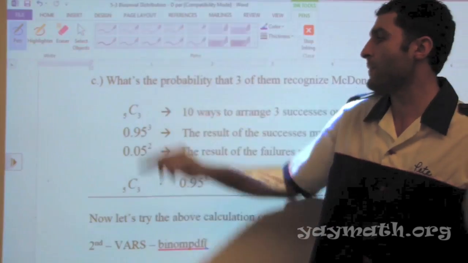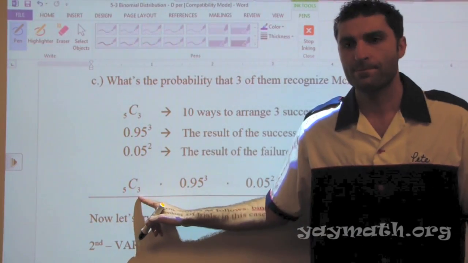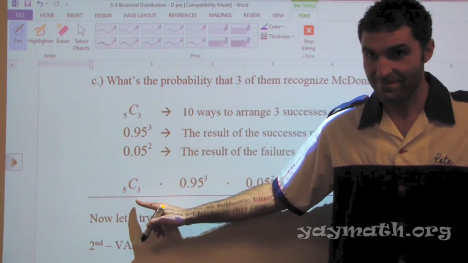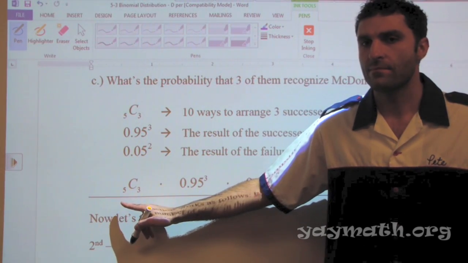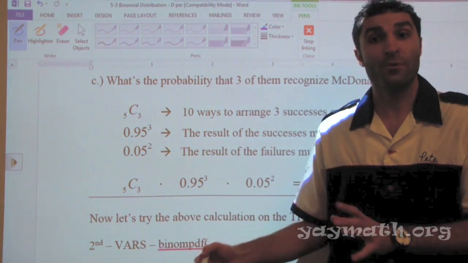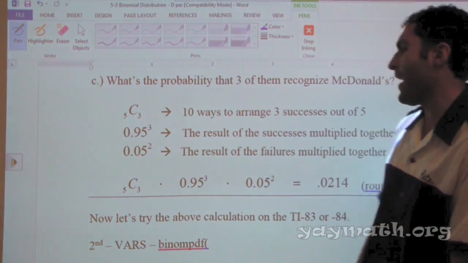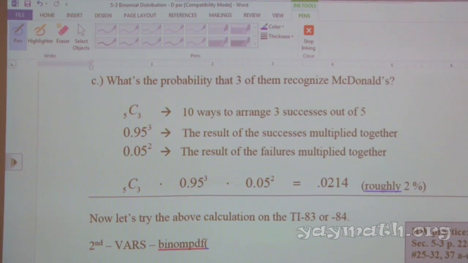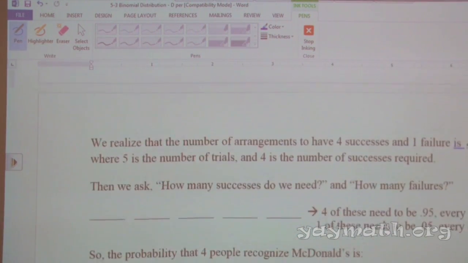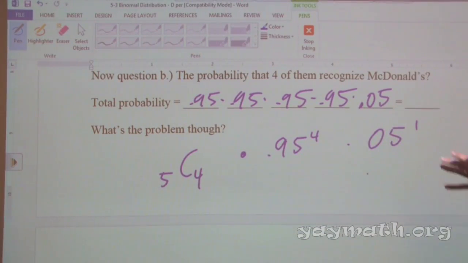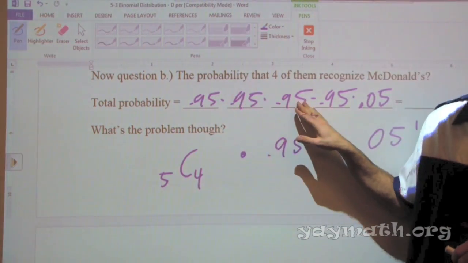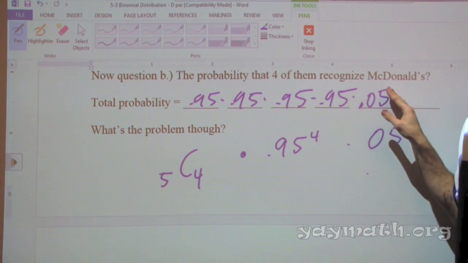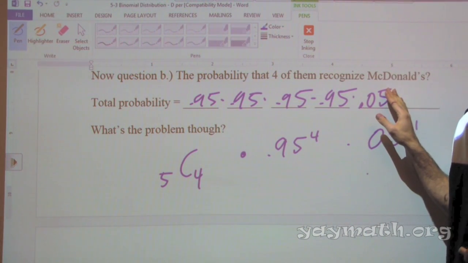Could you explain what 10 means? I'll start you off. There are... So in 3 successes out of 5, there's 10 possible combinations. There's 10 possible ways to have 3 successes out of 5. That's right. There's 10 ways to have 3 out of 5. So in other words, back up to this scenario. I always like this, it helps me. There's 10 ways to have 3 95s and 2 05s. There's 10 ways to do that.